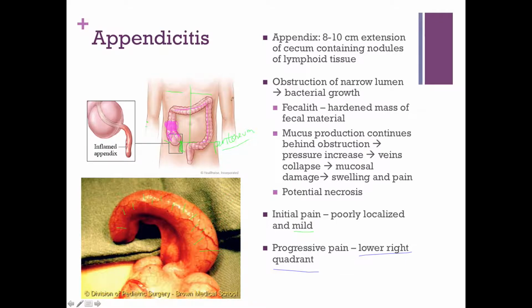If I drew, so just like on this guy, let's draw our quadrants here. Remember, this is somebody lying on the table. So here's their right side, left side. So lower right quadrant, that's where the appendix is. So lower right quadrant pain, it could always be something else.